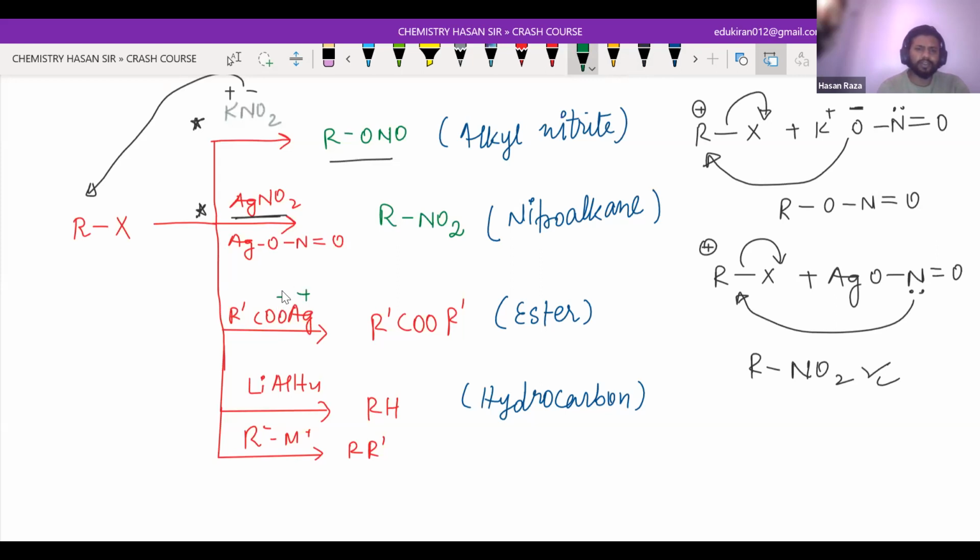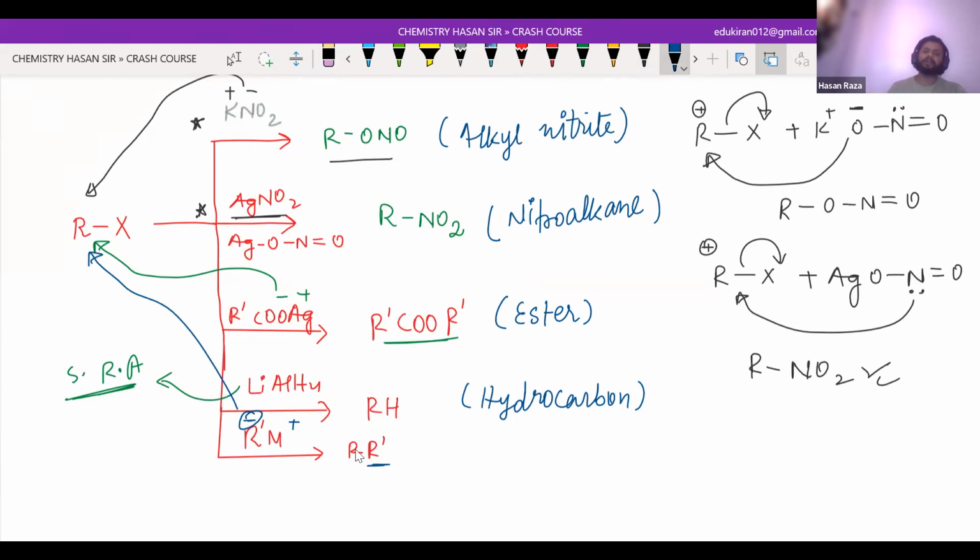This is negative, this is positive, so this negative will attack on this, and this is how you will get ester. Lithium aluminum hydride is the very best reducing agent, a strong reducing agent. R'M, you know that. Wait a minute. R'M. You can see M is metal, so this will have negative and this will have positive, so it will attack on this, and this is R'. You will get the product.